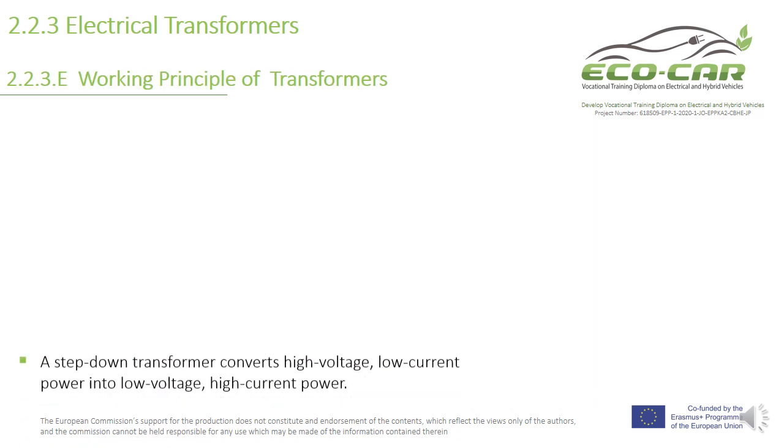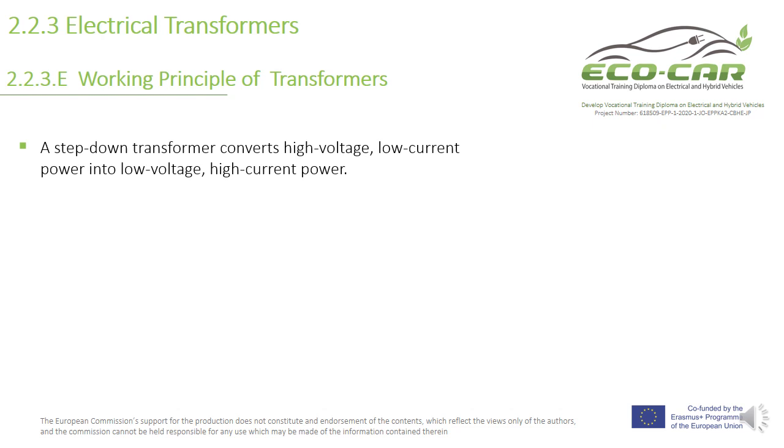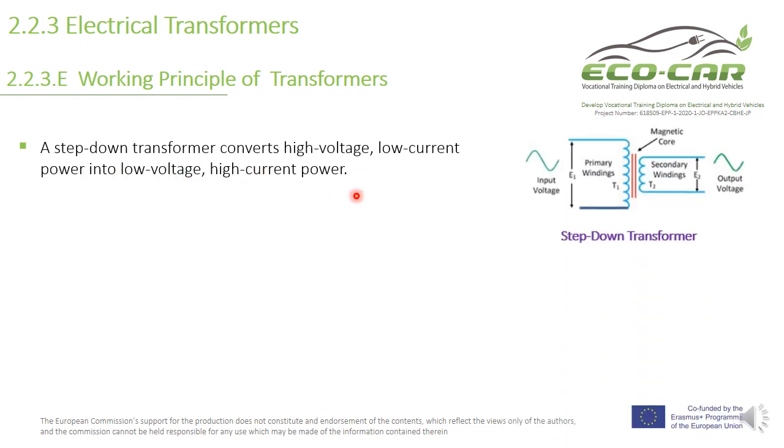Principle of transformer. A step-down transformer converts high voltage with low current into low voltage, high current power. So this is a step-down transformer. This is the primary winding. It has more turns than the secondary winding. So this is a step-down transformer.